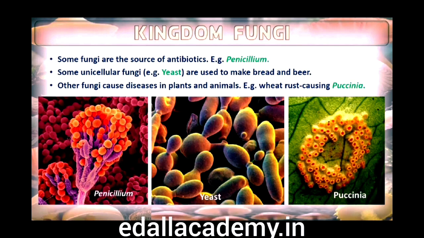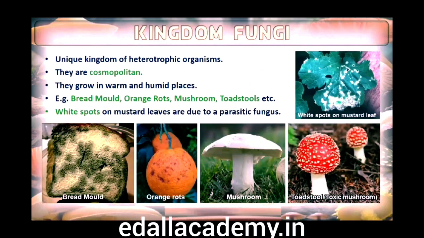Other fungi cause diseases in plants and animals. Wheat rust causing Puccinia is an important example. Some are the source of antibiotics, for example, Penicillium. Fungi are cosmopolitan and occur in air, water, soil and on animals and plants. They prefer to grow in warm and humid places. Have you ever wondered why we keep food in the refrigerator? Yes, it is to prevent food from going bad due to bacterial or fungal infections.